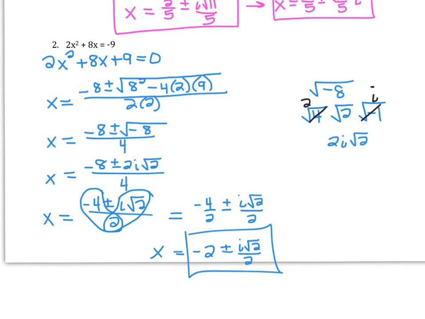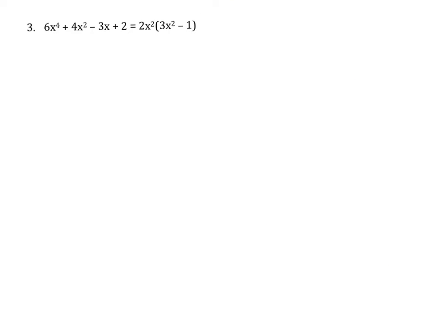Let me just put x equals in front of this. I always like to have x equals because that's what we're solving for. You could write negative 2 plus and minus, and you could just bring the radical 2 over 2 in front of the i, so radical 2 over 2 i. Okay? So you could write it, I'm going to put or. Either way is fine.